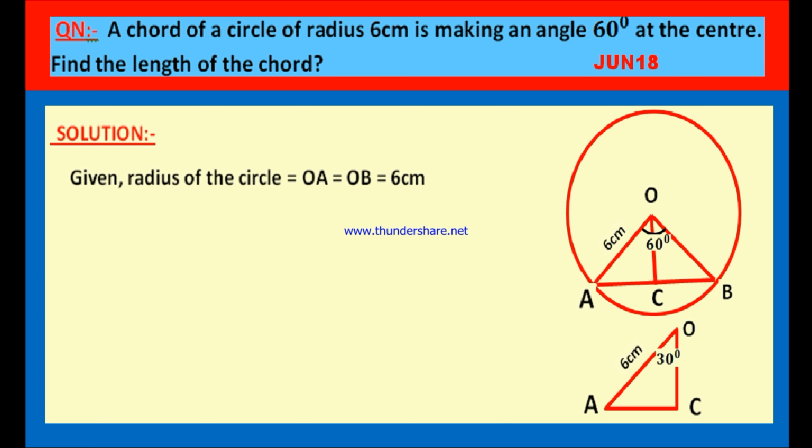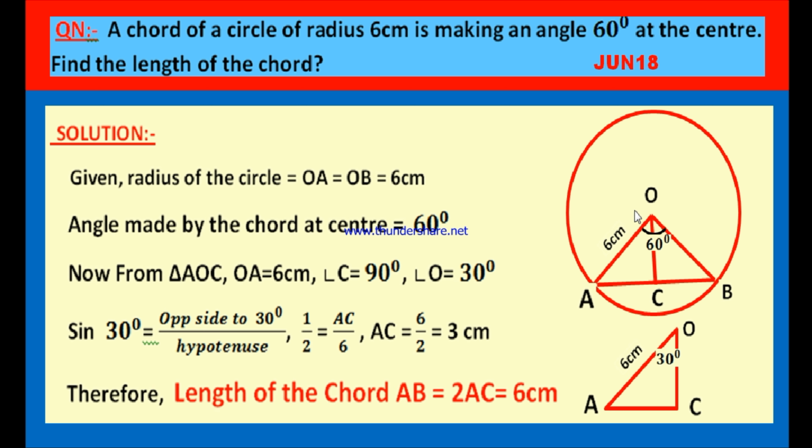We have given that the radius of the circle OA is equal to OB is equal to 6 centimeters. The total angle made by the chord AB at the center is 60 degrees. Now, from triangle AOC, OA is equal to 6 centimeters, angle C is equal to 90 degrees as it is perpendicular, and angle O is equal to 30 degrees as OC bisects angle O.